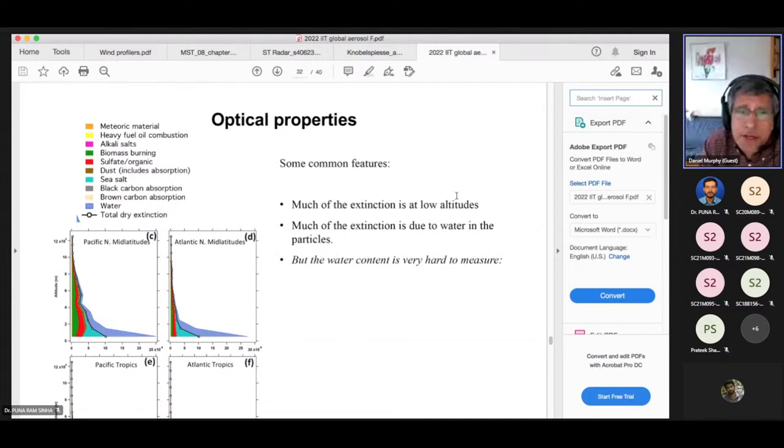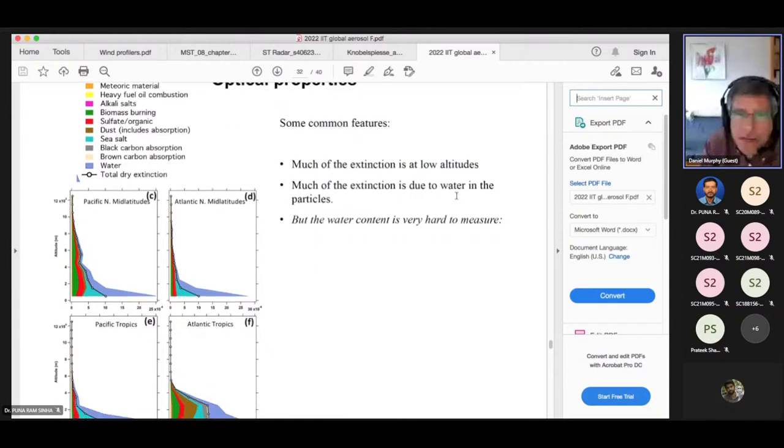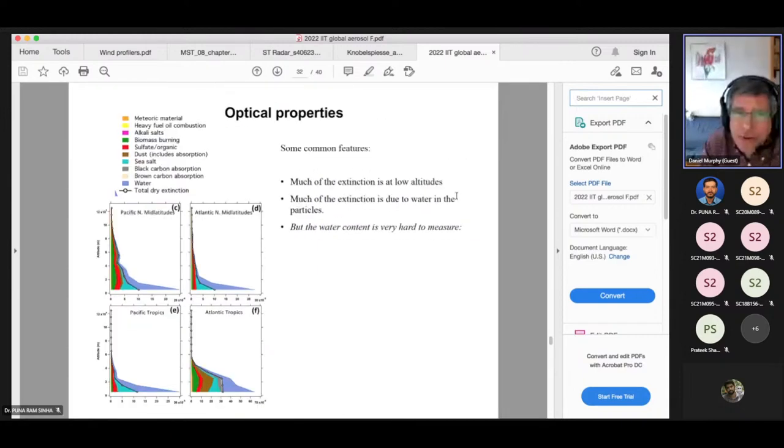And so this shows some more averages in vertical profiles of extinction from all different kinds of particles. And there are common features around the world. One of them is that much of the extinction is at low altitudes, and much of the extinction is due to water in the particles, because particles at various relative humidities absorb different amounts of water.